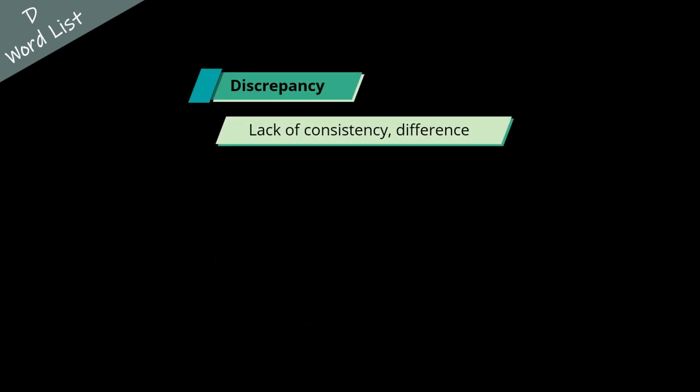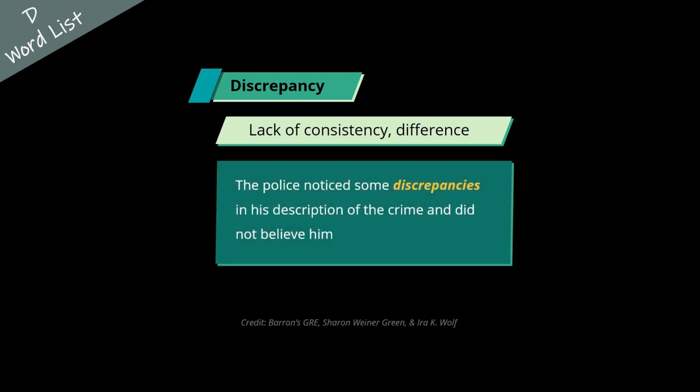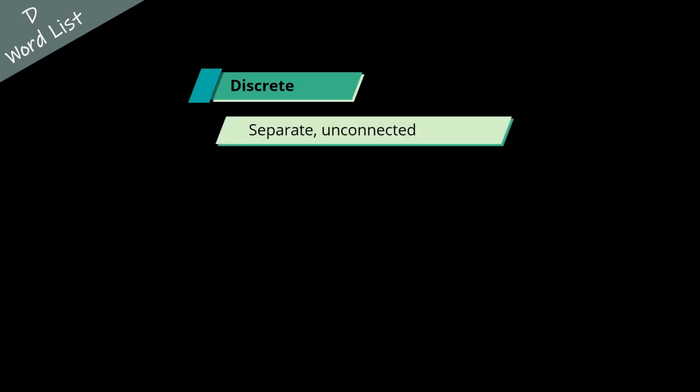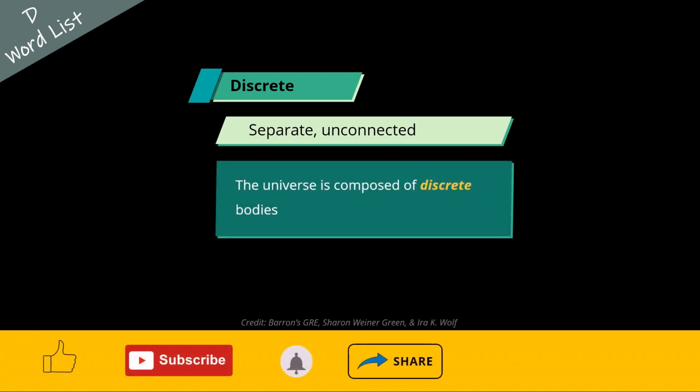Discrepancy means lack of consistency, difference. For example, the police noticed some discrepancies in his description of the crime and did not believe him. Discrete means separate, unconnected. For example, the universe is composed of discrete bodies.